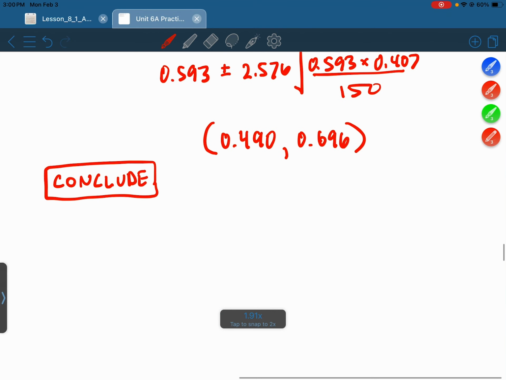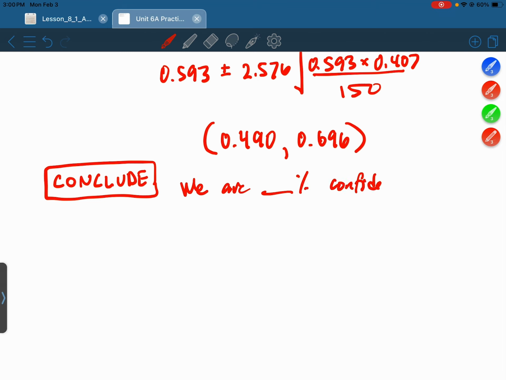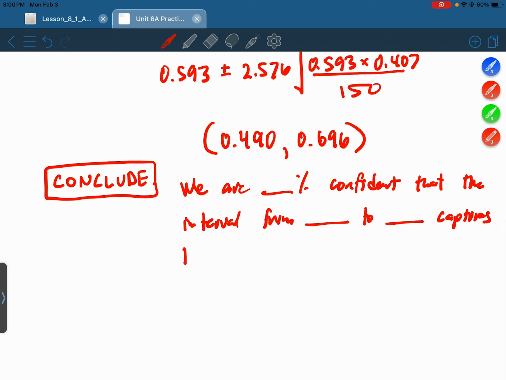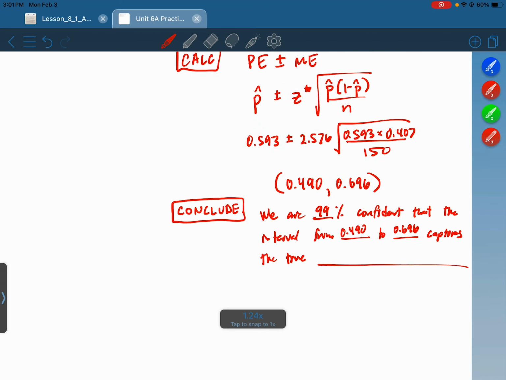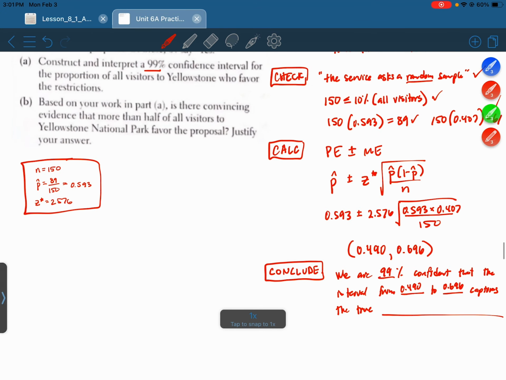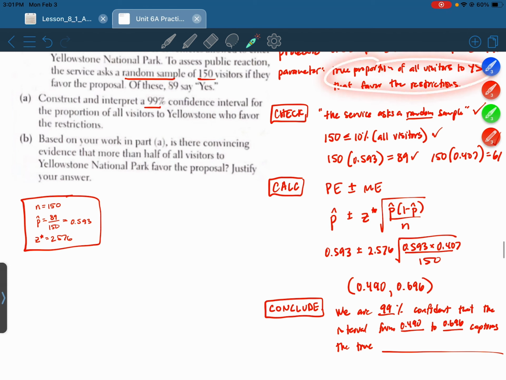Here's the template that we always use. We are blank percent confident that the interval from A to B captures the true context. Our confidence level was 99%. The interval goes from 0.49 to 0.696. And the context, or the parameter here, was the true proportion of all visitors to Yellowstone that favor the restriction.